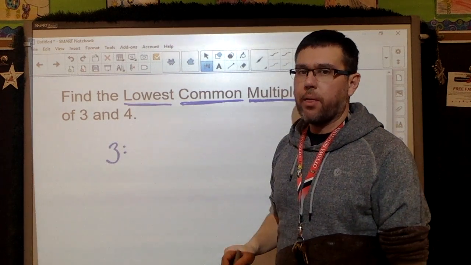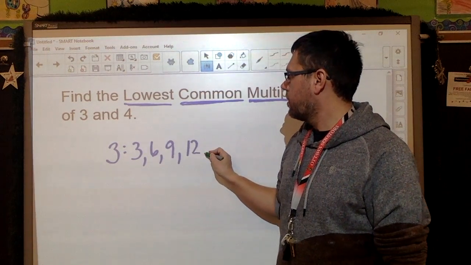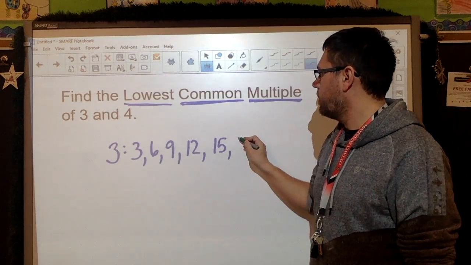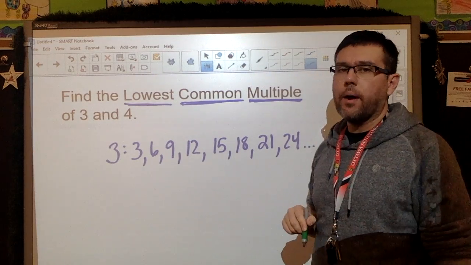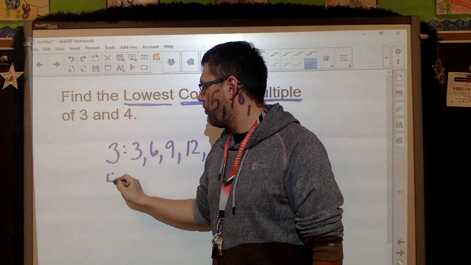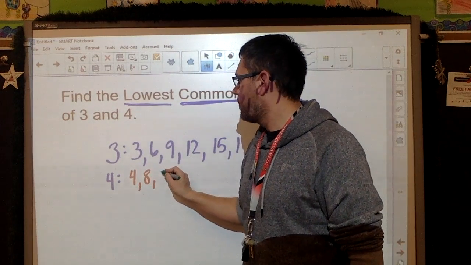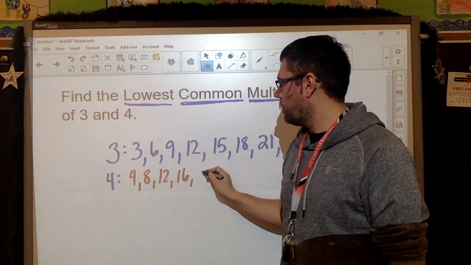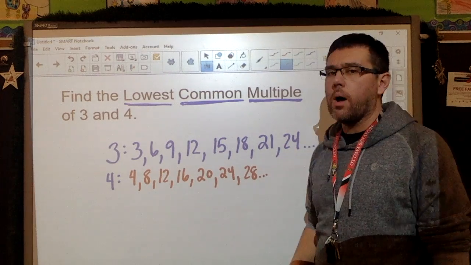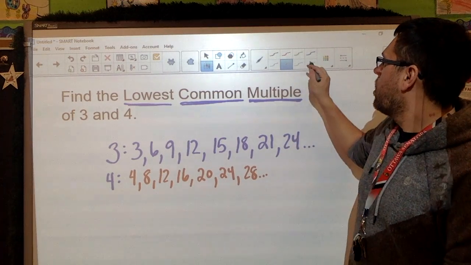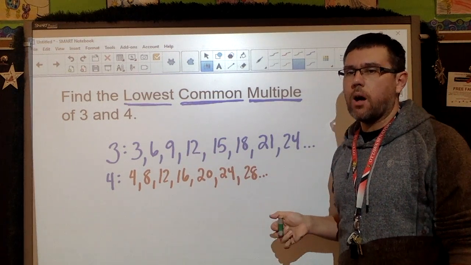So if I'm skip counting by 3s, I'm going to skip 3, 6, 9, 12, 15, 18, 21, 24, and so on. And if I'm skip counting by 4s, I'm going to skip count 4, 8, 12, 16, 20, 24, 28, and so on. And now I look so far, out of all of the numbers that I've skip counted by, which multiples do they have in common?